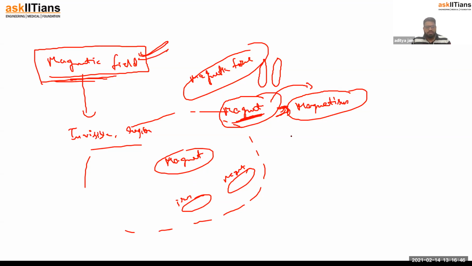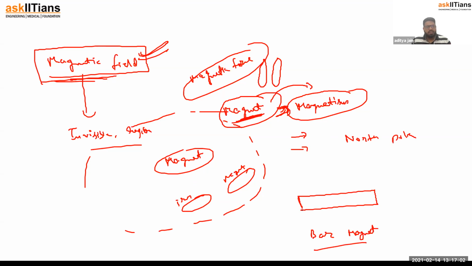And just as charges have properties, there is a property in magnetic poles also. A magnet consists of two poles. A simple example of a magnet is a bar magnet. A bar magnet is a rod-like structure like this, which has two poles, North Pole and South Pole. So basically there are two poles in a magnet, one is North Pole, the other is South Pole.